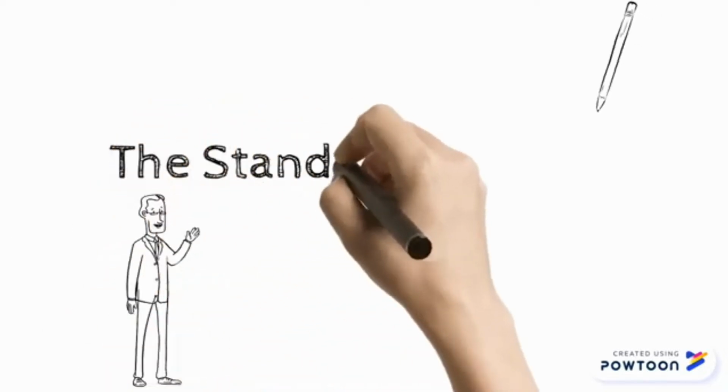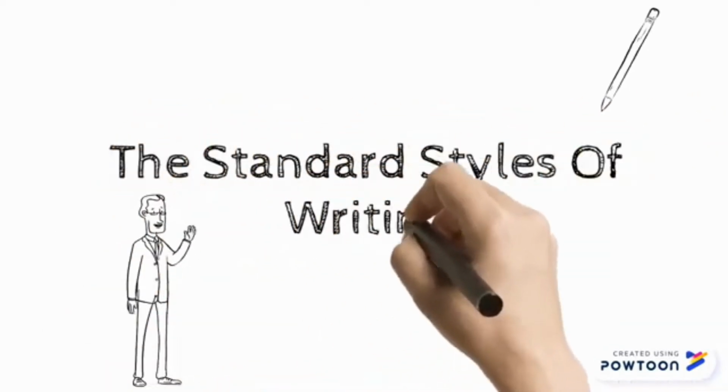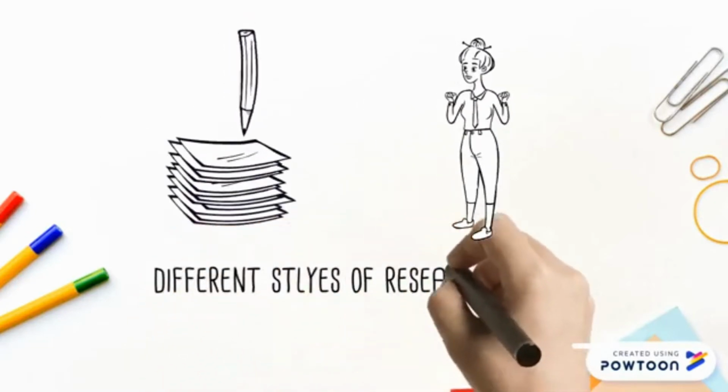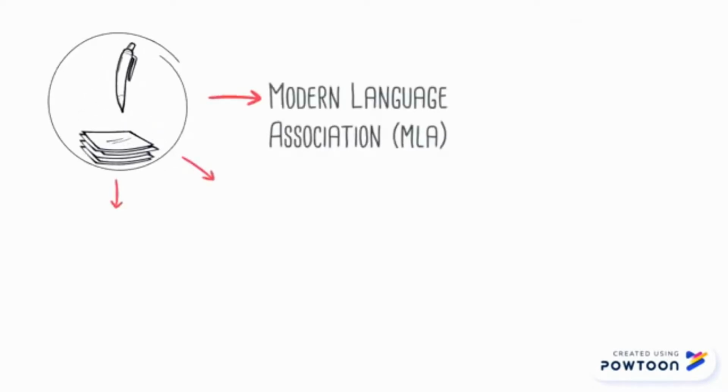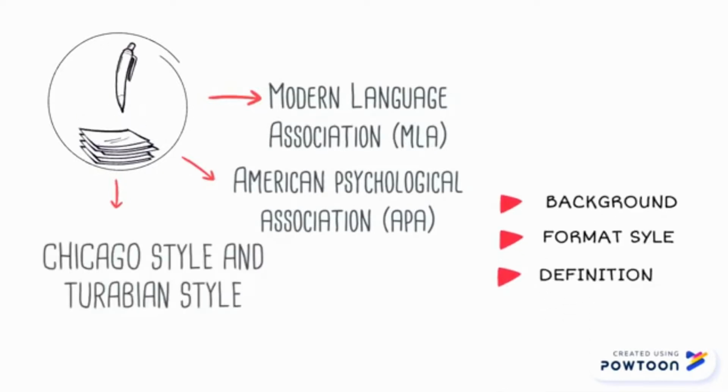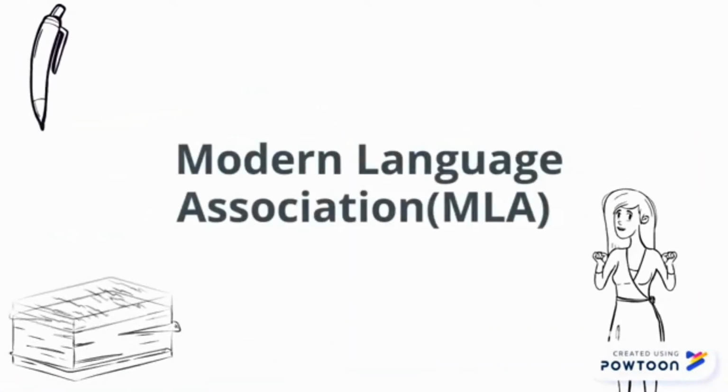The standard styles of writing the RRL. There are many different style guides that are followed by the researchers. The three most common styles followed at the present time: the Modern Language Association, the American Psychological Association, Chicago Style and Turabian Style. The Modern Language Association, also known as MLA Style.